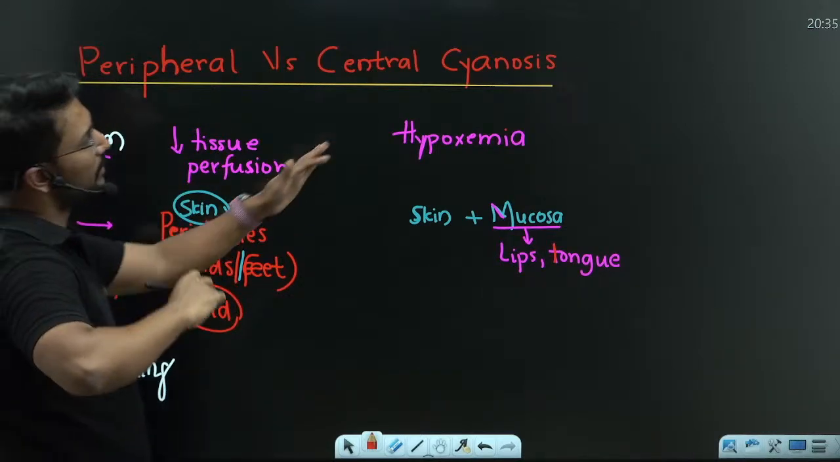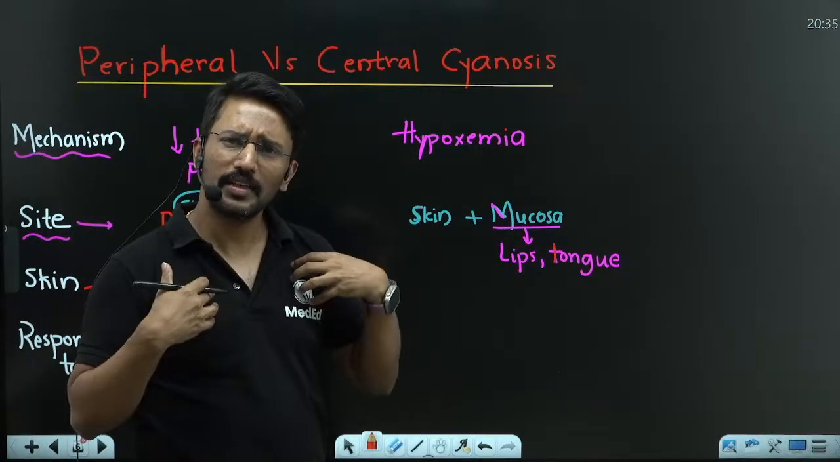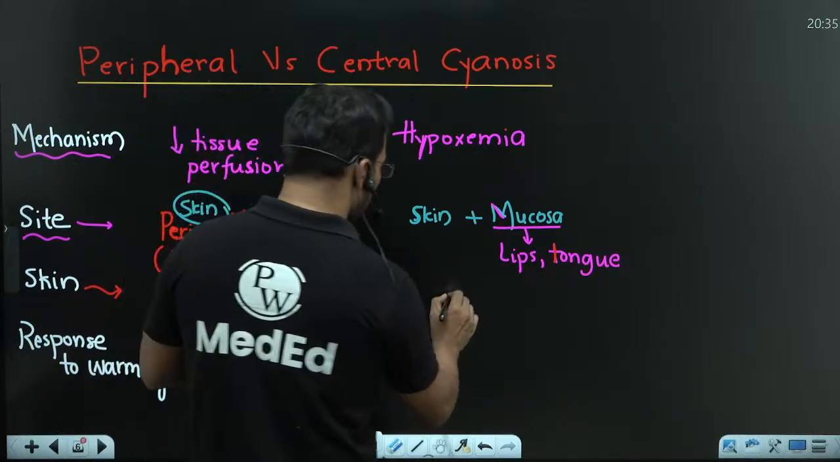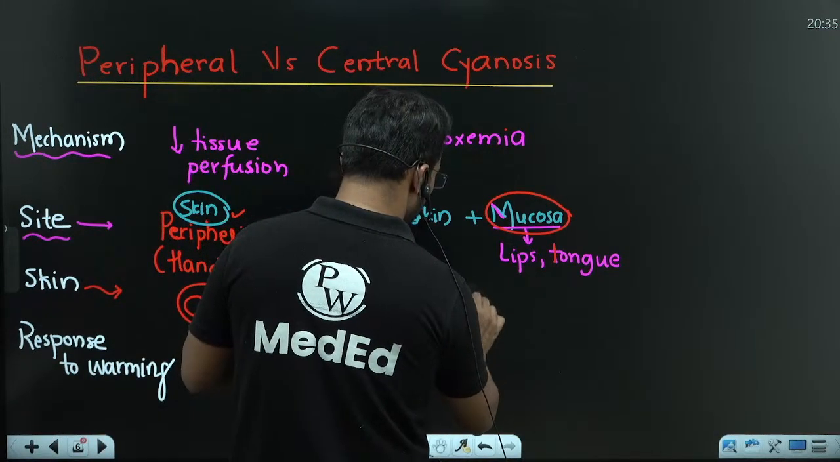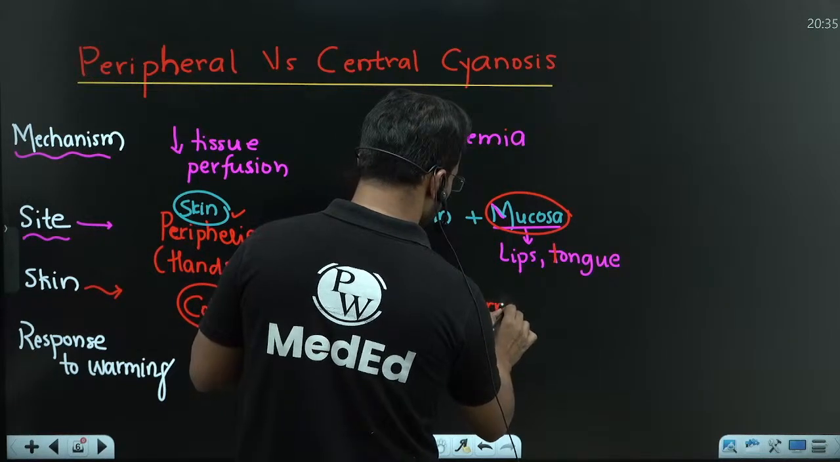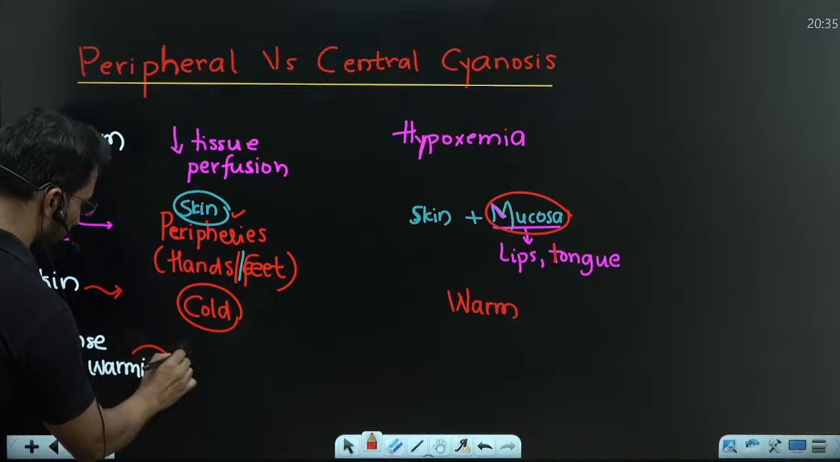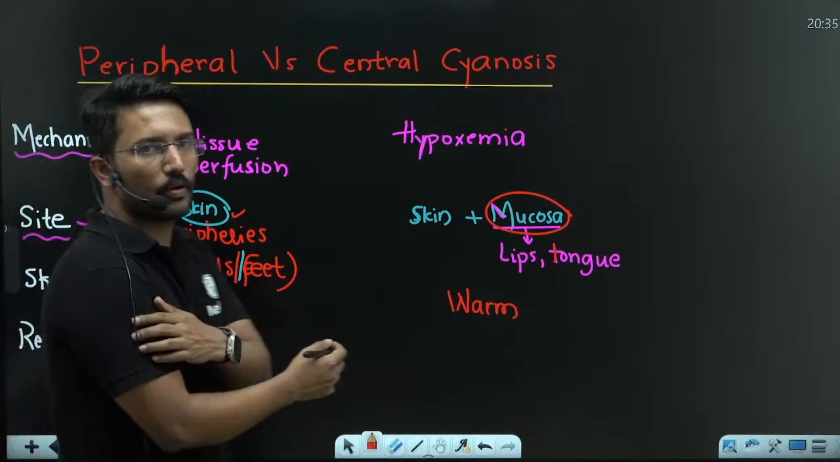But in central cyanosis, I'm still delivering a good amount of blood to tissues, right? So because of that, I will not have such coldness. We will have peripheries which are warm. The peripheries will be warm. Okay. And then last point, if I still have doubt, what should I do?